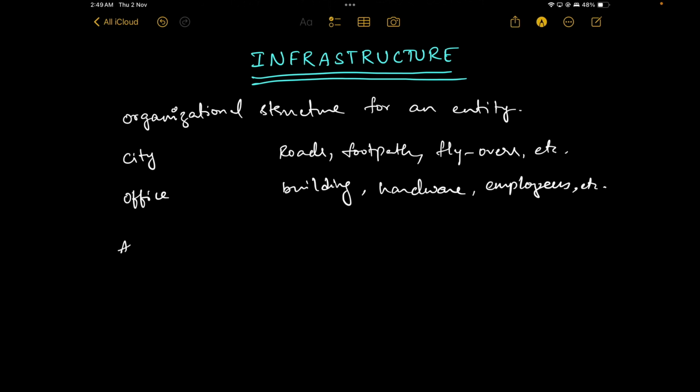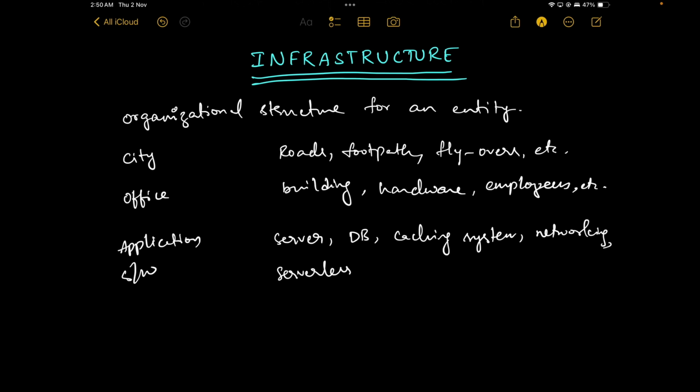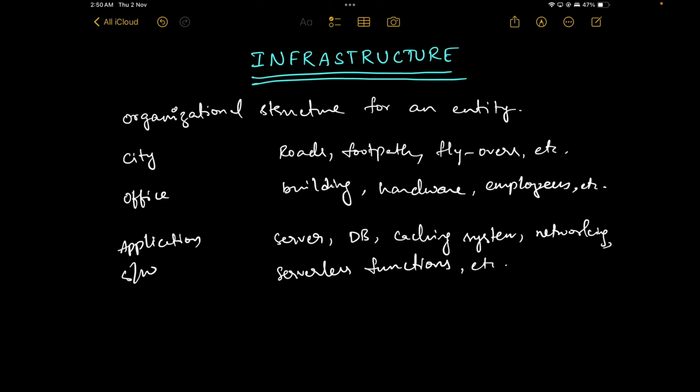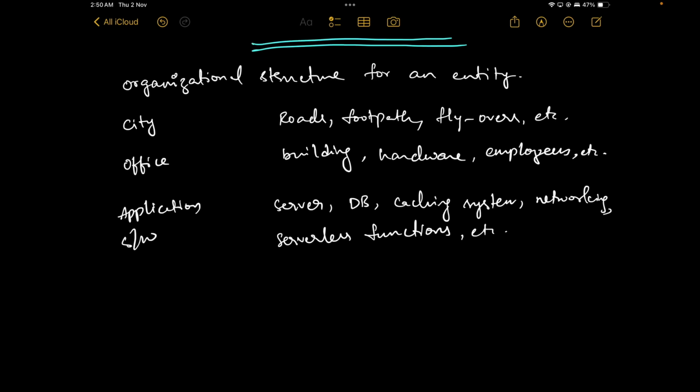Similarly, when we consider a software application, the things we require include a server, a database, a caching system, networking, serverless functions, etc. If you don't know any of these, don't worry, I will explain whenever we use them in future videos, and that's a good reason to subscribe to this channel, because in future videos whenever we use them, I'll explain what those things are. And on a side note, we don't use everything in every application, only some of them are required in each of them, depending on the situation and the architecture of the application.